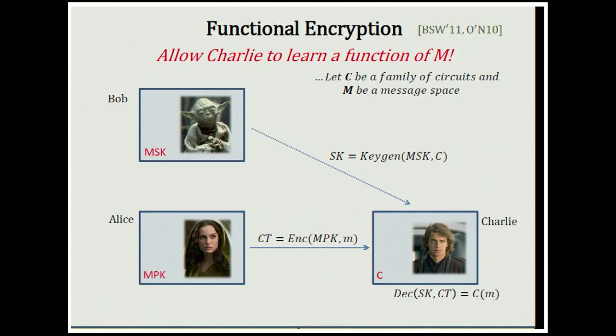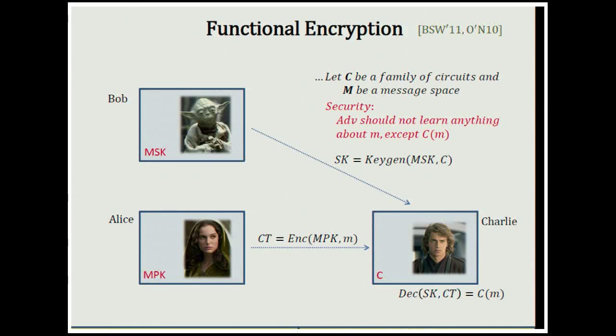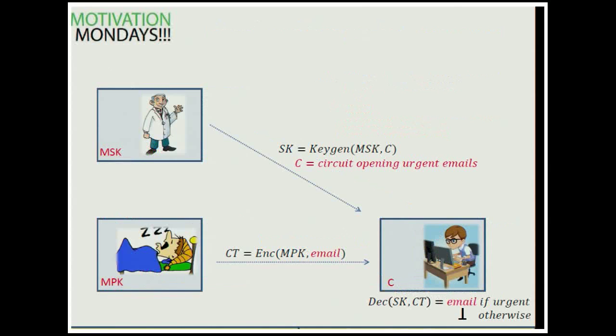Now when Alice sends the ciphertext, Charlie can run the special decryption algorithm on the secret key and the ciphertext and learn the output of the function. And the security says the following. Security intuitively says that Charlie shouldn't learn anything about the message M except for the output of the function. There are various ways of formalizing this, which I won't go into the details of.